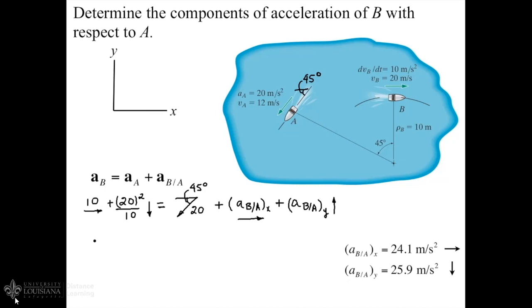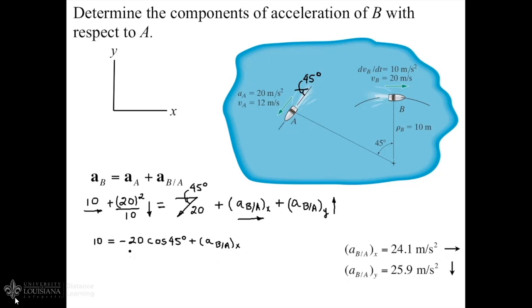So summing in the x direction, we have 10. So we set it equal to, from here, of course, a negative result, minus 20 times the cosine of 45 degrees. And then here, of course, we have plus a of B with respect to A in the x direction. We can solve this and we get our result of 24.1 meters per second squared. And it's positive, so it goes this way.